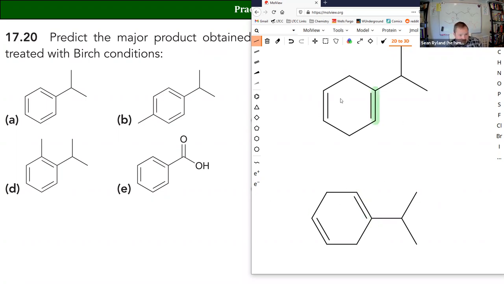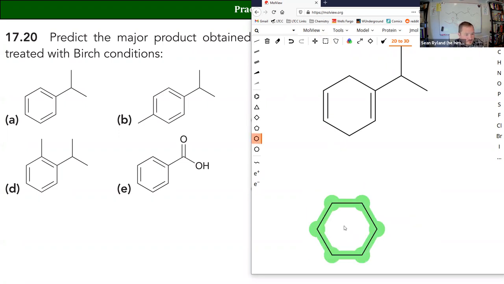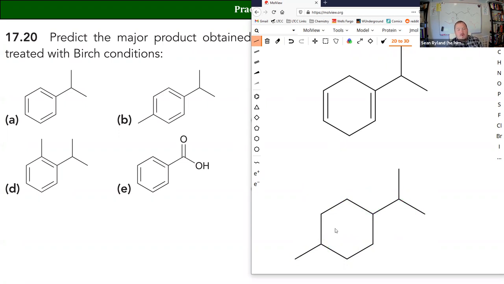So in this case, the new sp3 carbons have to be opposite of each other. And neither one of them can be right here where the isopropyl is attached. So this would be our product. Let me get the cyclohexane oriented properly. If we have the isopropyl in the same spot and a methyl on the opposite side, they both need to be on a pi bond.